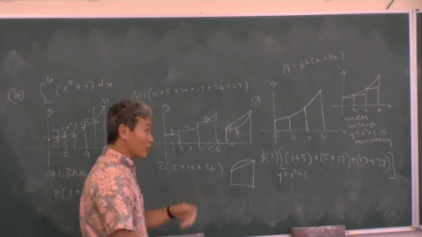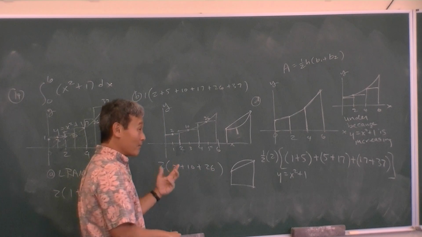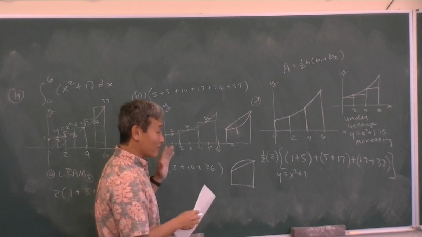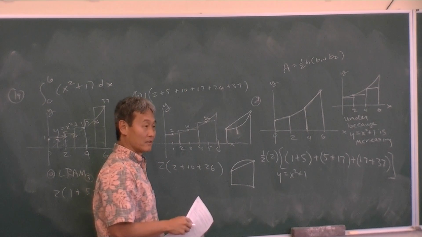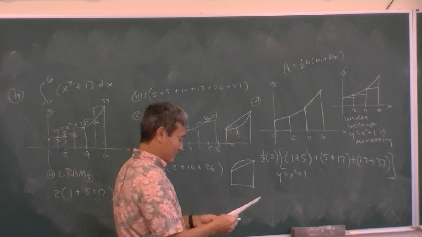So for the trapezoidal rule, it depends on the concavity. But for LRAM and RRAM, it depends on whether the function is increasing or decreasing. You have to say that in your explanation.